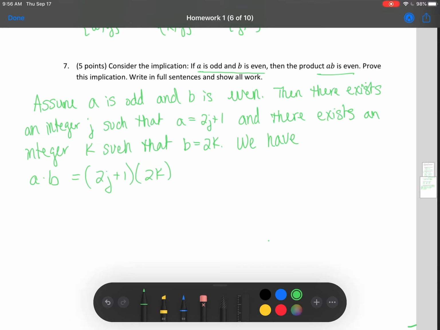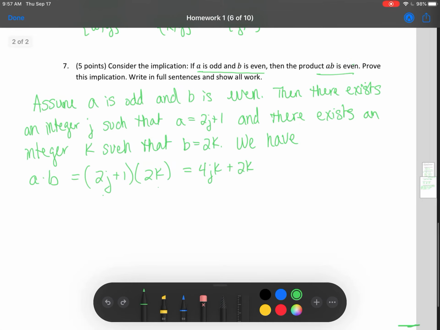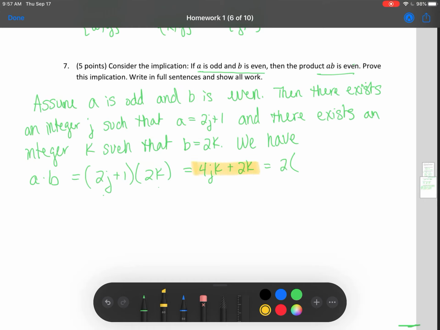So what we want to do from here is multiply this out, or distribute it. So 2J times 2K would be 4JK. And then 1 times 2K would be 2K. And remember, we're trying to show that this is even, right? That's our goal of this proof. So an even number is something that is 2 multiplied by an integer. So if we factor out a 2 from what we just wrote here, we would be left with exactly 2JK plus K. And I know that there's also a common factor of K here, but I'm not really worried about factoring that out, because all we want to do right now is show that this is even.